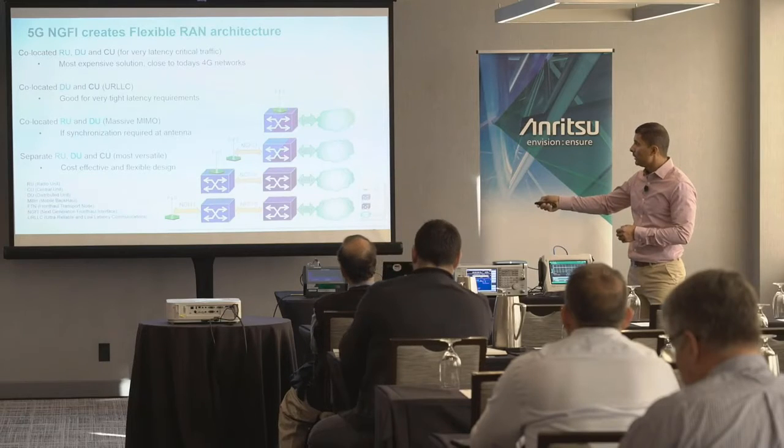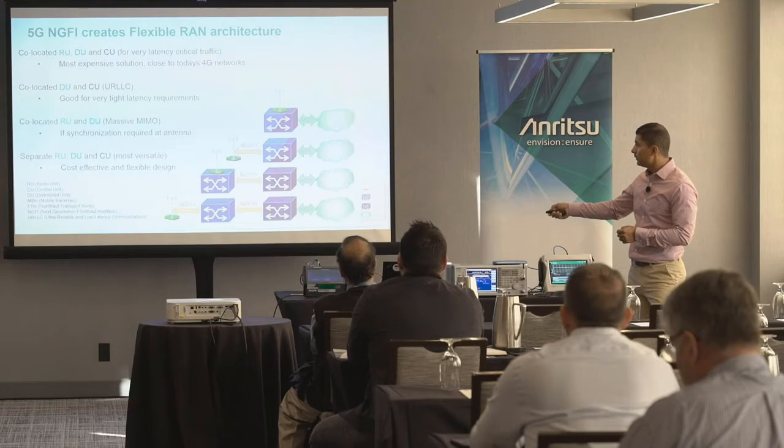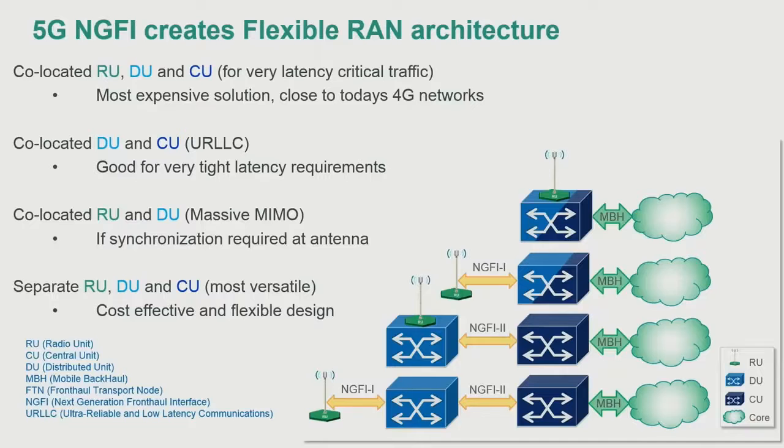Then you see co-located just the RU and the DU here. This is for synchronization of antennas. A good example is massive MIMO, where synchronization is key with the number of radios you're working with. And then down here, the last one, separates the RU, DU, and CU. This is the most flexible and most cost-effective, but what are you sacrificing? Now you're sacrificing latency, right? That traffic has to get all the way over here versus all being done here. So there are benefits and trade-offs to each one.